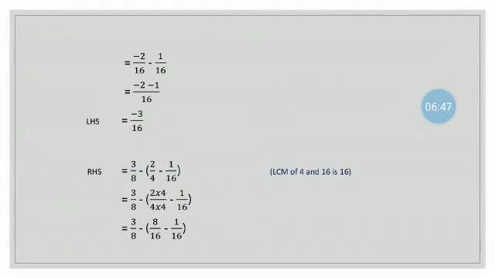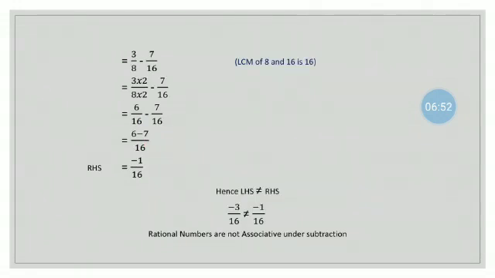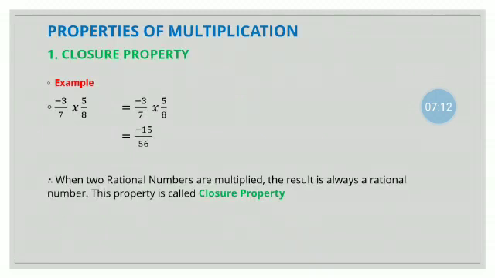Now again here, LHS I got minus 3 upon 16, RHS I got minus 1 upon 16. Are they the same? No. Hence LHS is not equal to RHS. Therefore minus 3 upon 16 is not equal to minus 1 upon 16. Rational numbers are not associative under subtraction.